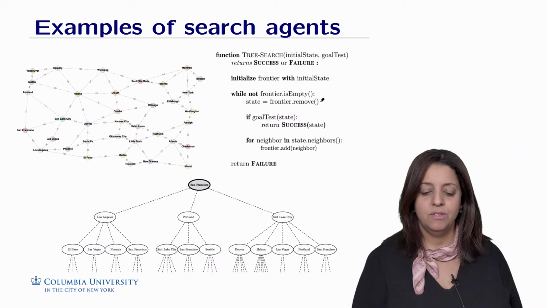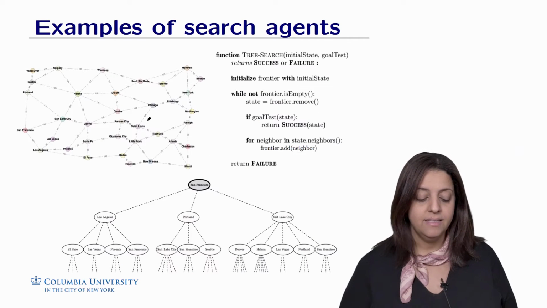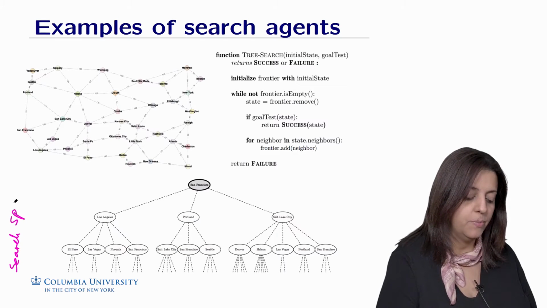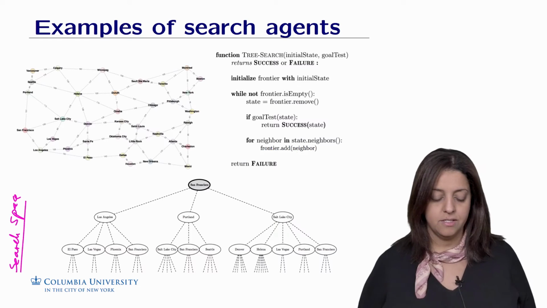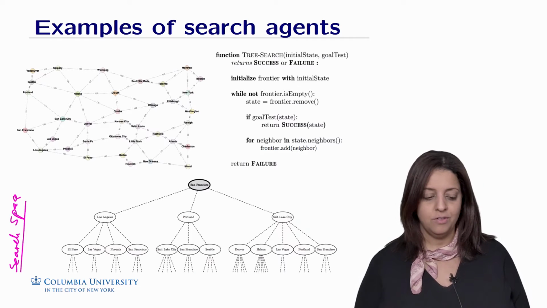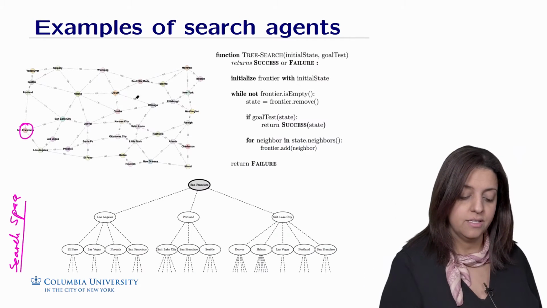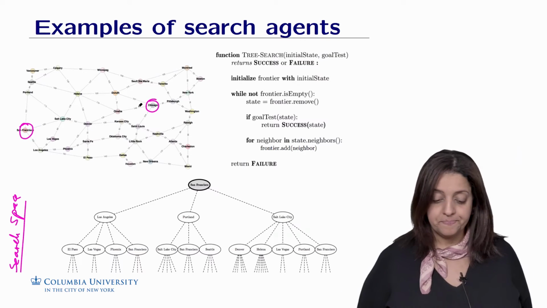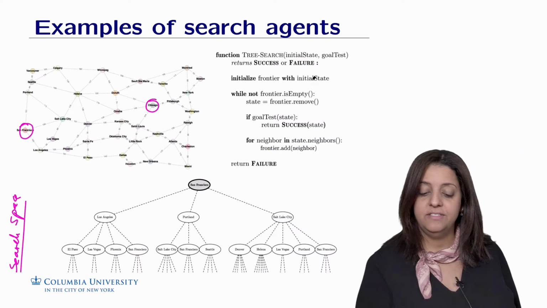So here's the algorithm on the right side, and here's the map. And this is representing our search space represented by a tree. Okay, so we have this exploration tree in which we are going to try to find our way from San Francisco to another city, let's say Chicago. All right, so initially, we are going to initialize the frontier with the initial state.